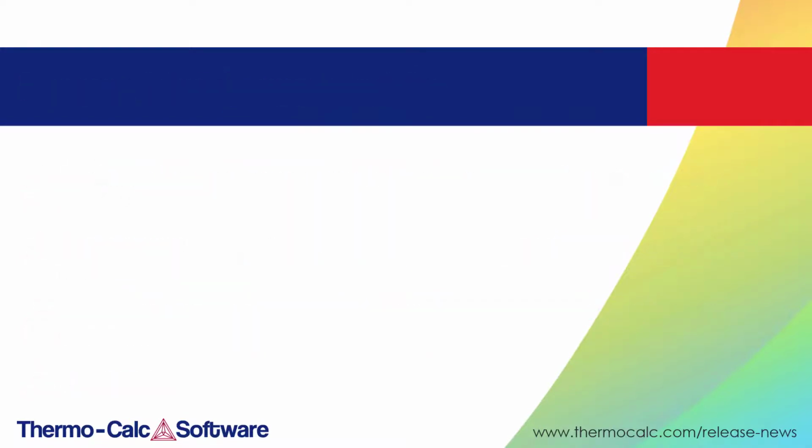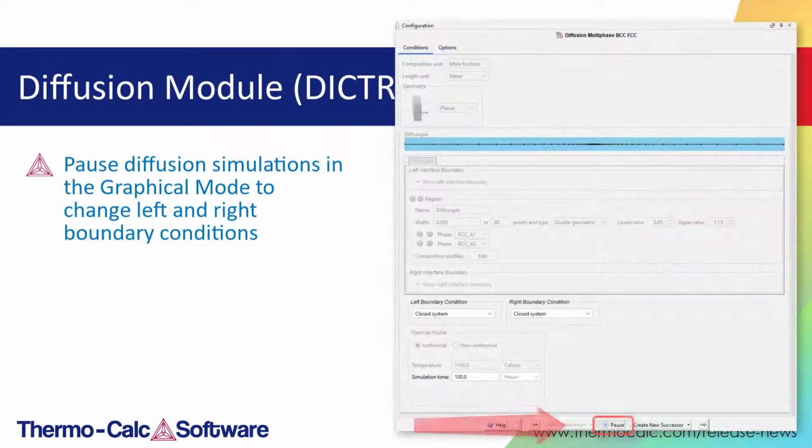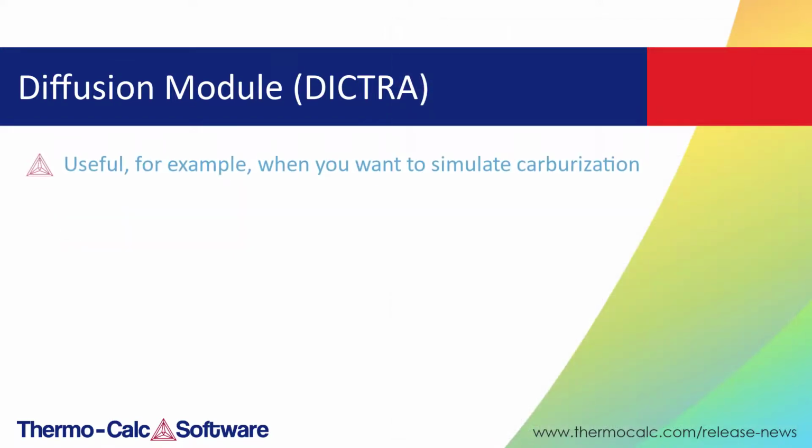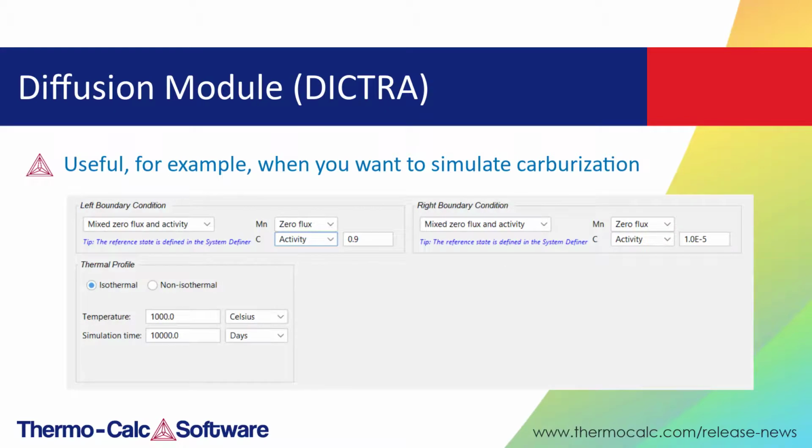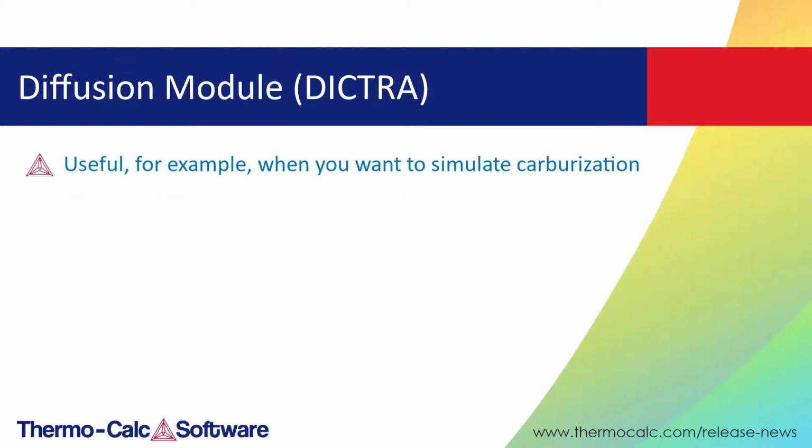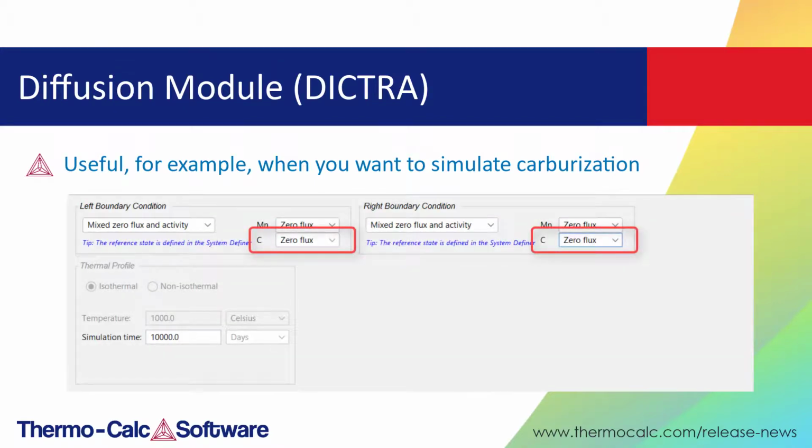Users can now pause diffusion module DICTRA simulations in the graphical mode to change left and right boundary conditions, then continue with the calculation. This is useful, for example, when you want to simulate carburization, because it is common to first have a step with high carbon activity in the furnace for the actual carburization, and then lower it and allow the carbon in the specimen to diffuse without further increased carbon content.